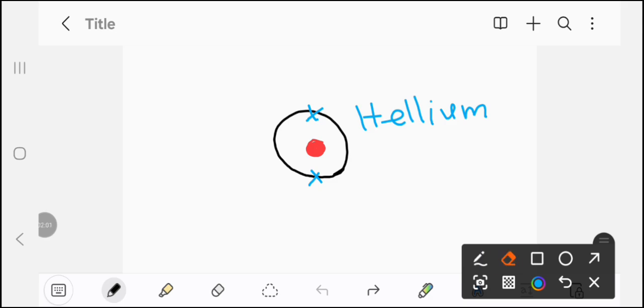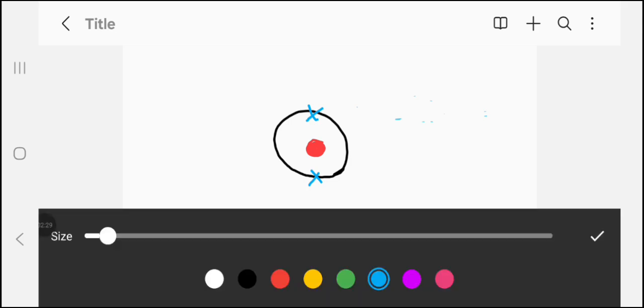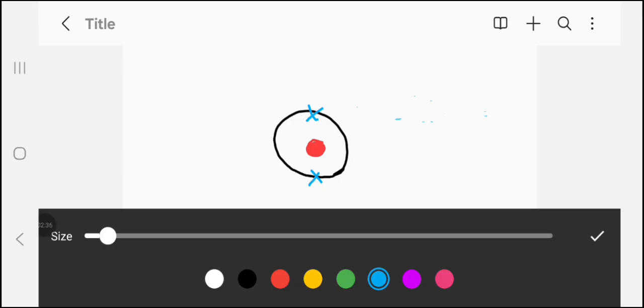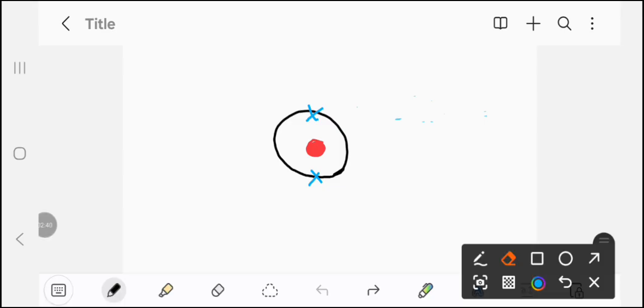So let's look at another noble gas that we see there, which is just after helium, it's neon. Okay, we find neon, which has a symbol of Ne.